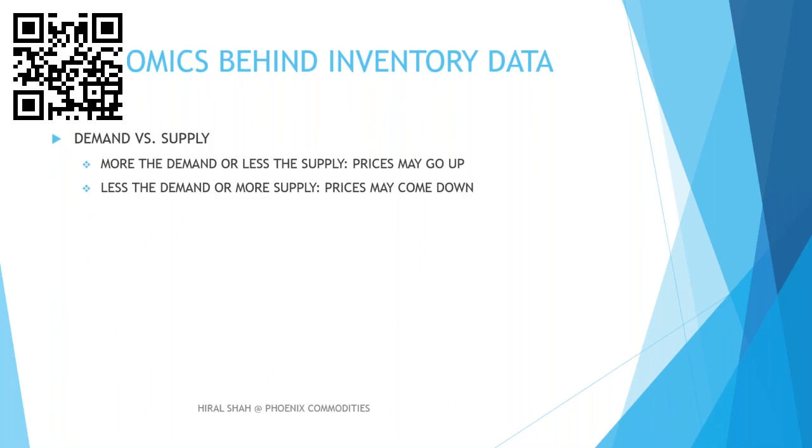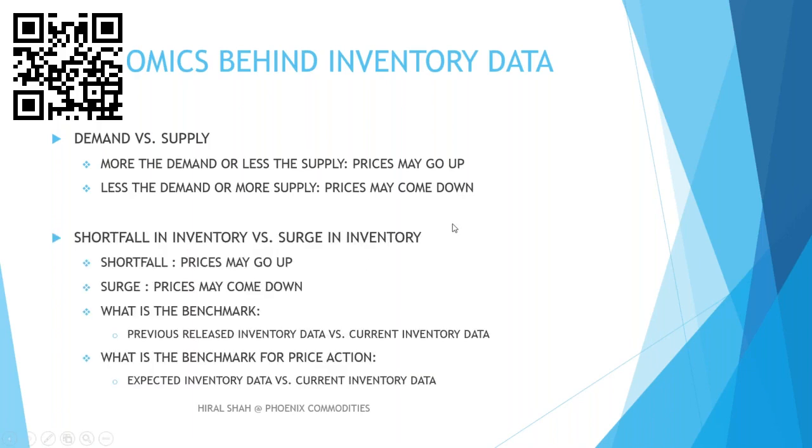Demand versus supply. See, what are the economics behind inventory data? If demand is more and the supply is less, what will happen? Price will go up, right? It's all based on demand versus supply. If demand is less and the supply is more, what will happen? Price may come down. Why? Because there is less demand and the supply is huge. So this is a very simple thing. I think there won't be any confusion in this.